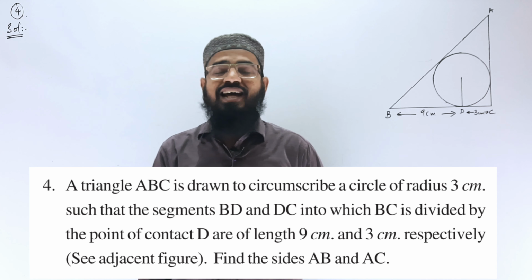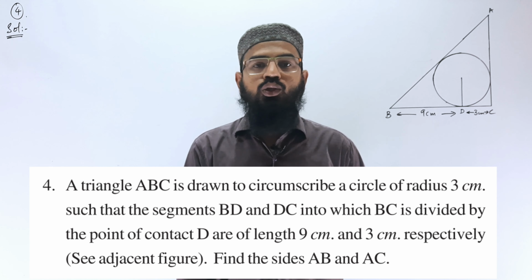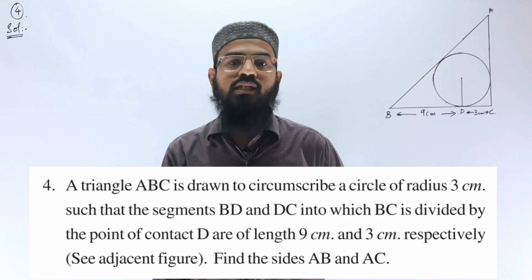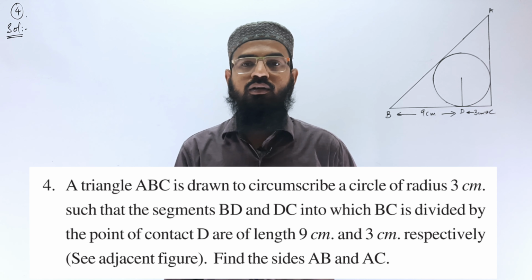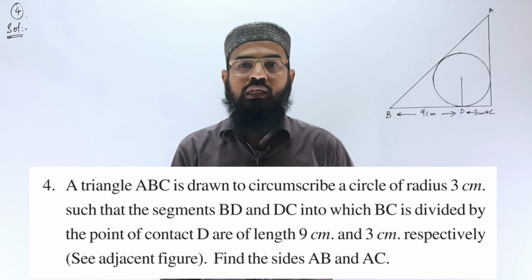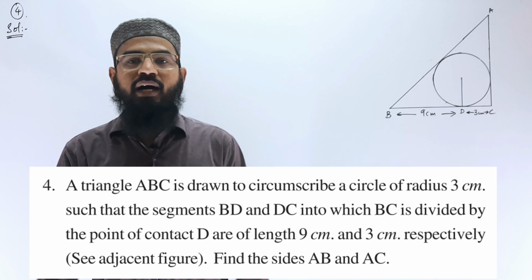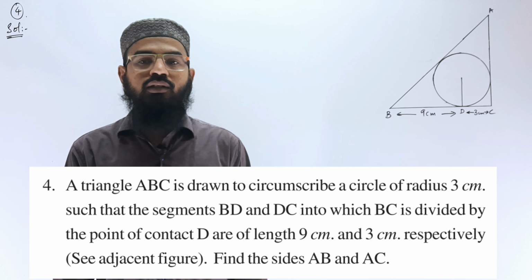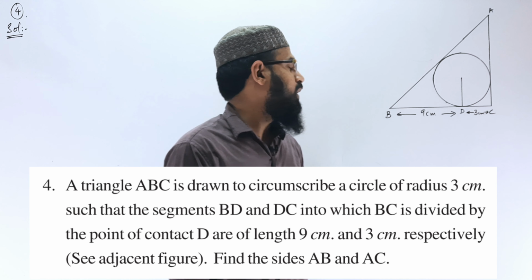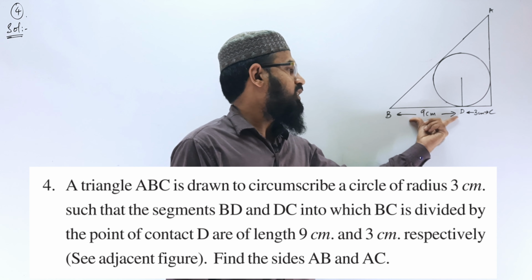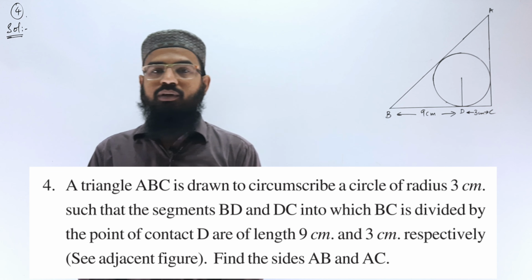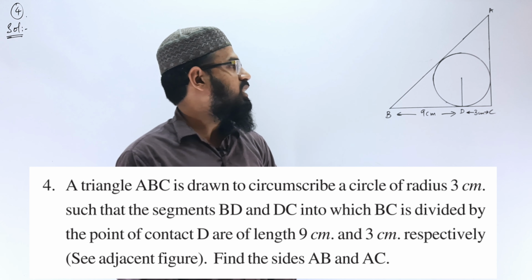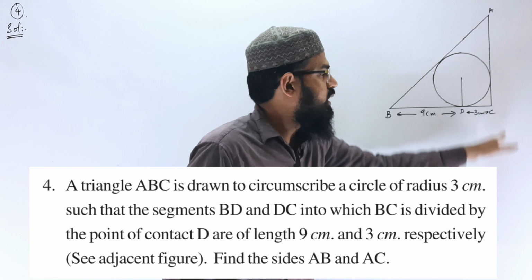Fourth problem. A triangle ABC is drawn to circumscribe a circle of radius 3 cm such that the segments BD and DC, into which BC is divided by the point of contact D, are of length 9 cm and 3 cm. So this point D is dividing the line segment BC, that is BD is 9 cm and DC is 3 cm respectively. We have to find the sides AB and AC.